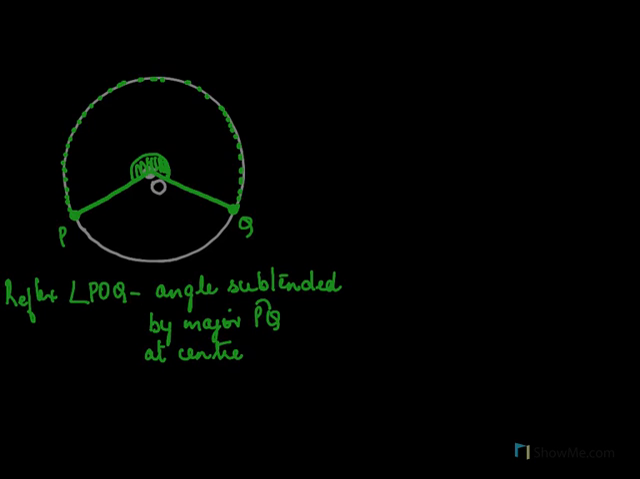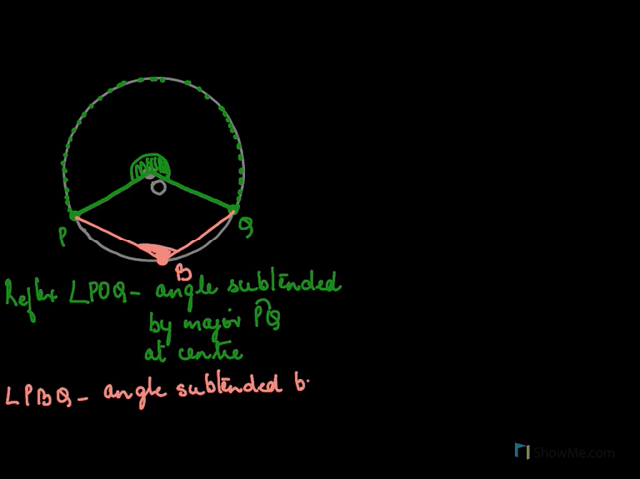Now to find the angle subtended by the arc on the circle, we've got to take a point on the circle here. We call this point B, and then we have to join the ends of the arc to this point. This angle will be the angle, that is angle PBQ, angle subtended by major arc at the circle.